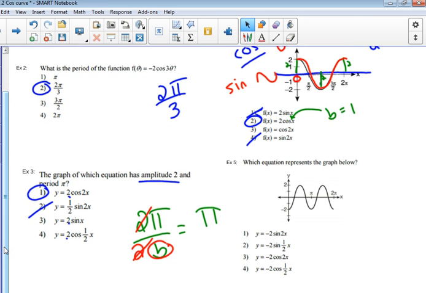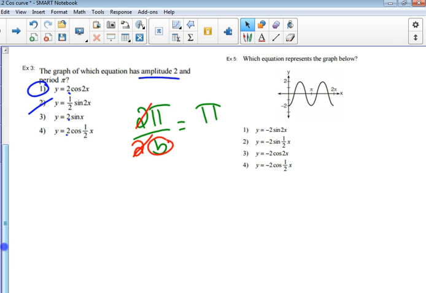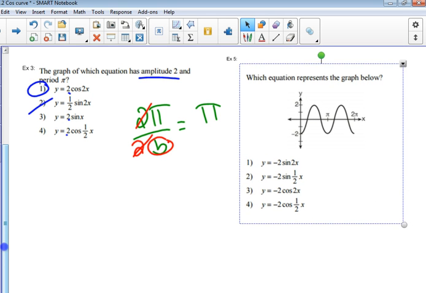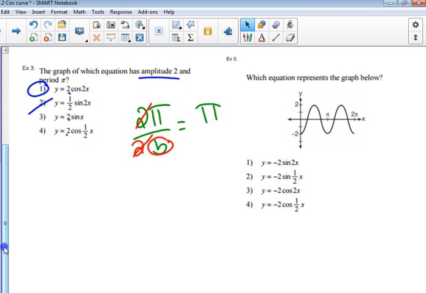All right, let's see if you guys can get this one. Which equation? A little bit trickier. And again, if you actually physically wanted to graph these, you could, on your calculator and kind of match it up and see. First thing I do is figure out is it sine or cosine.